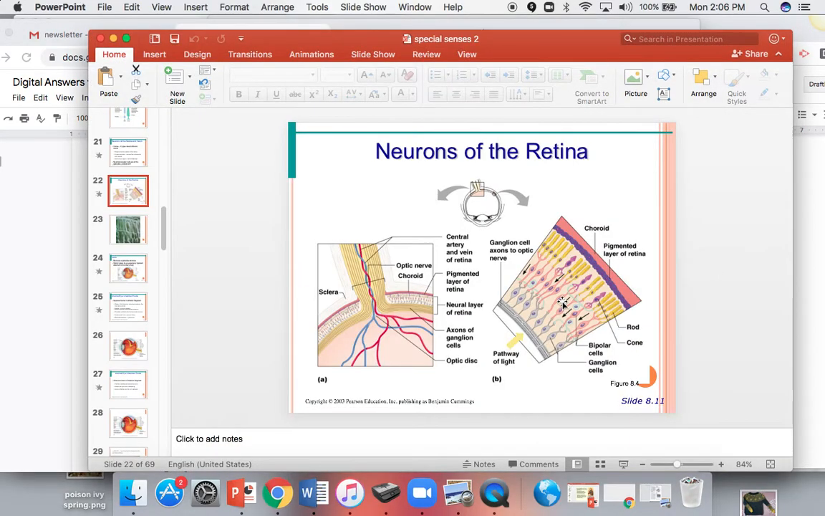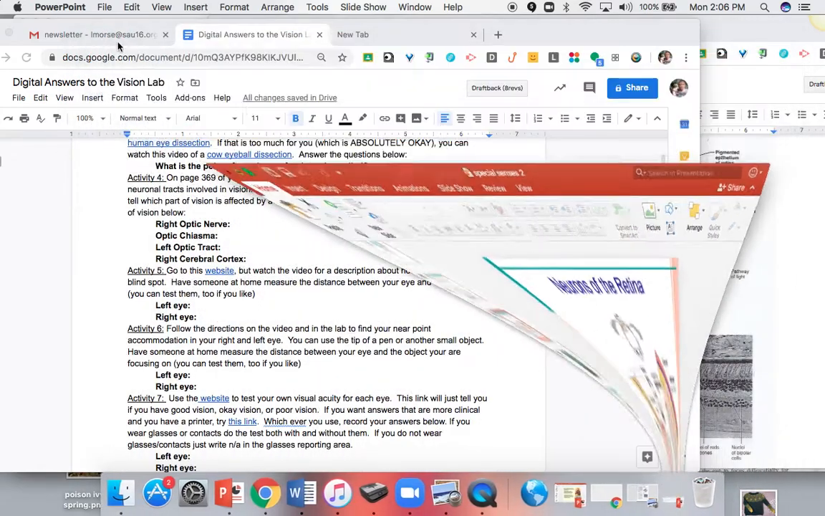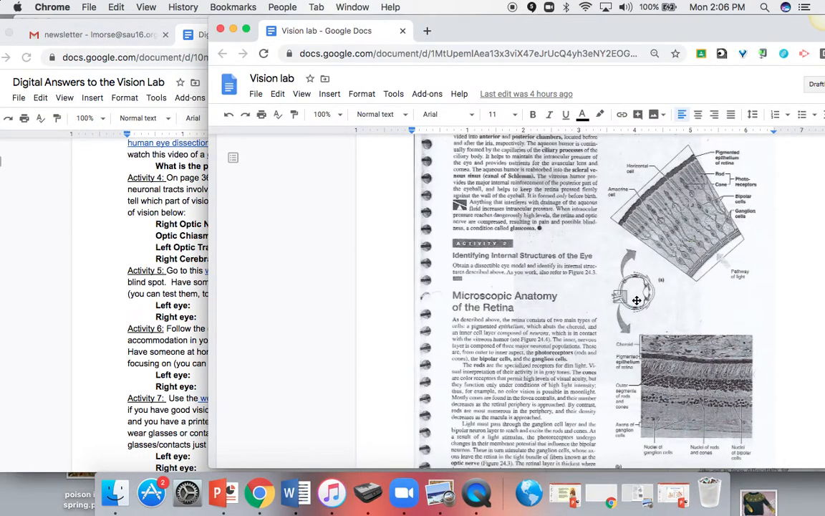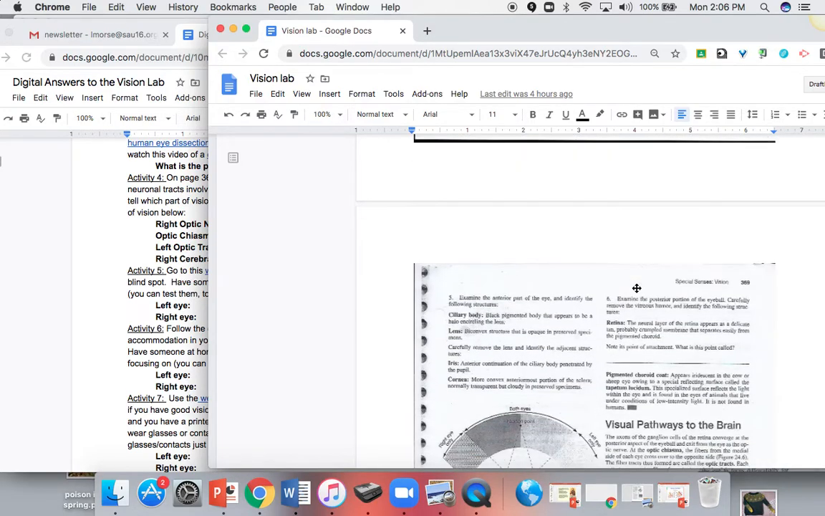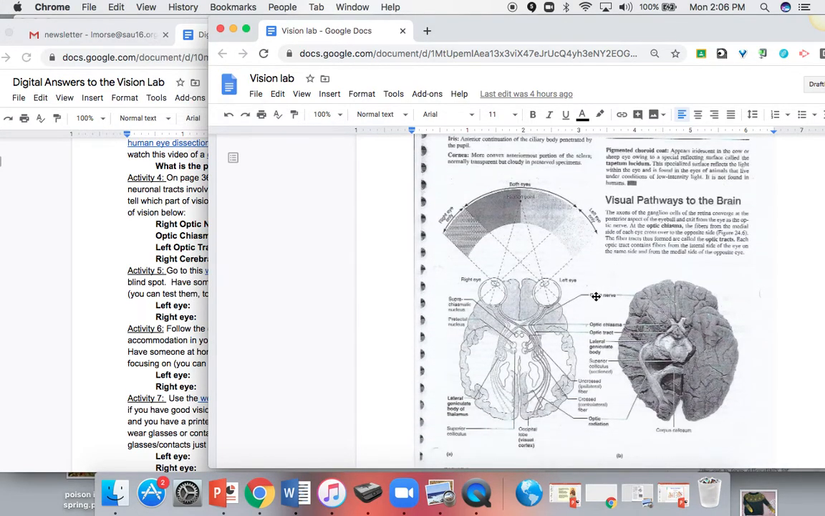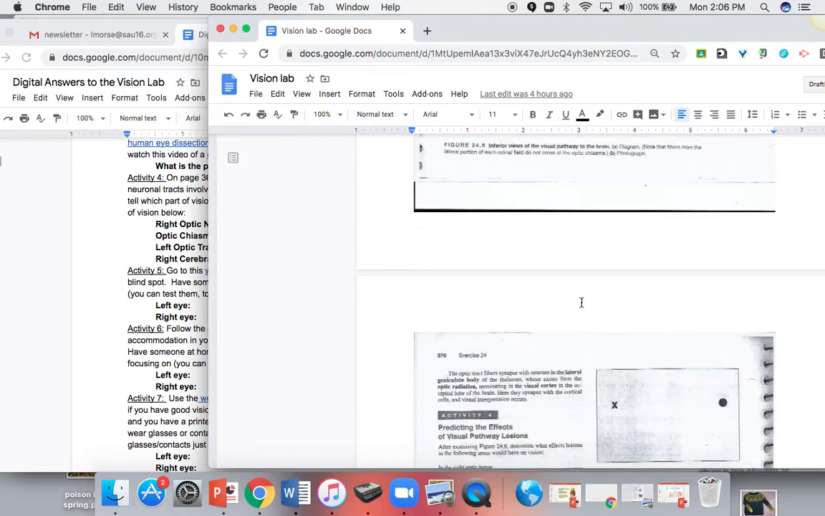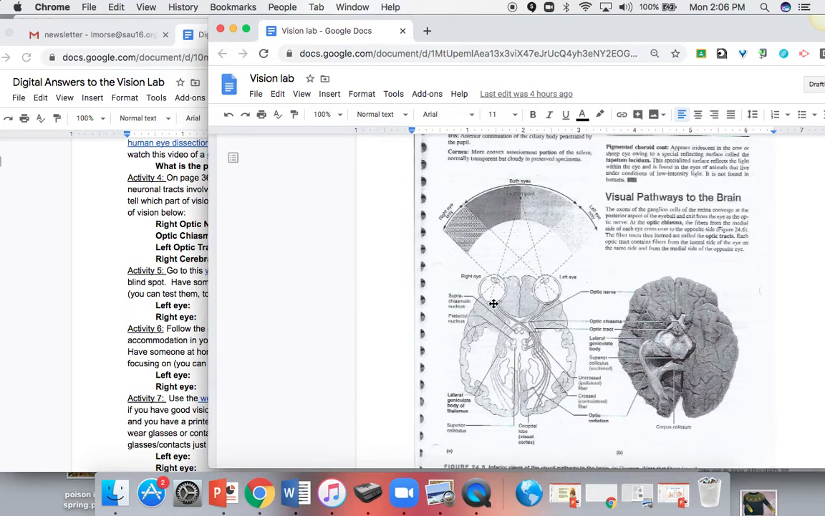Activity 4. So activity 3 is the eye dissection. Activity 4 is the visual pathways of the brain. The questions are on page 370, but this is the diagram you're looking at.